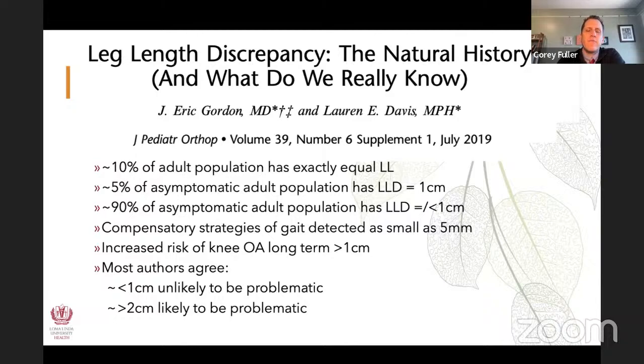It usually doesn't become a problem until the difference between the legs is more than 2 centimeters. And if you like to think in inches, like a lot of us do, 2.5 centimeters is 1 inch. So that's just a little bit below an inch difference.